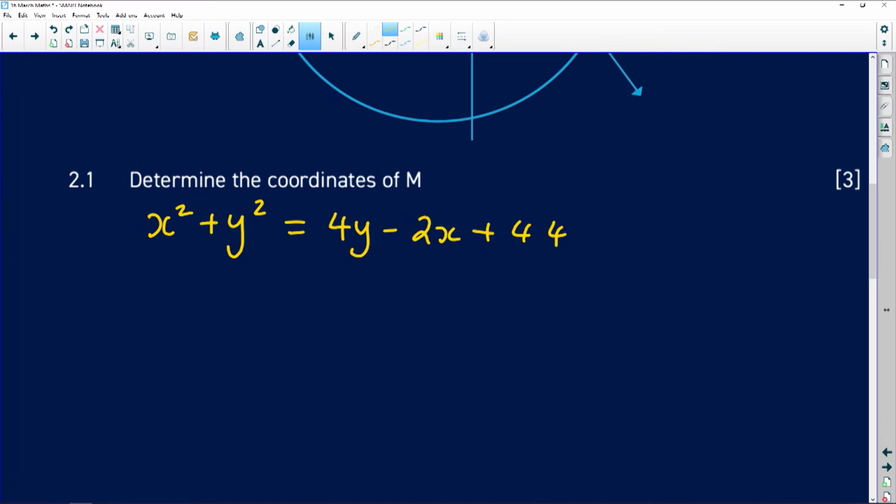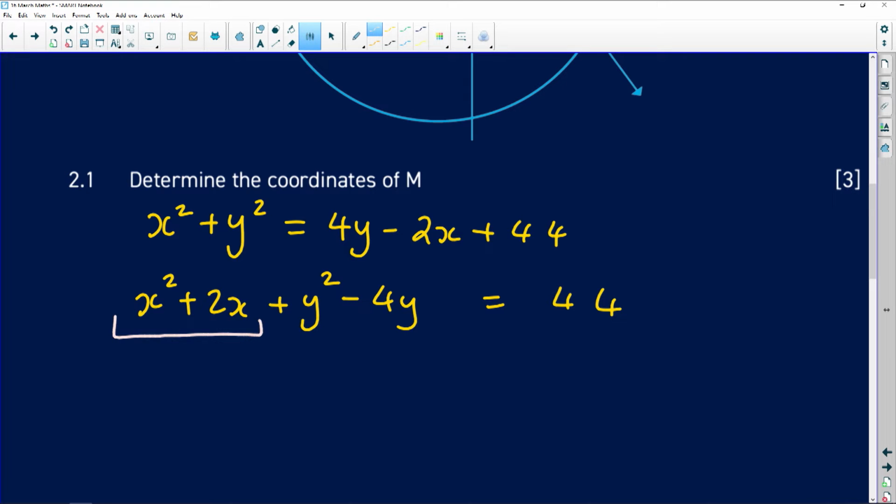First of all, I'm going to group all the x's in order to make completing the square easier. So that minus 2x will come and join me and become plus 2x here. And then for the y's, I've got y squared minus 4y. I don't care about 44, so I'm going to keep it where it has been all the time, on the right-hand side. Now, to complete the square, you just take half of the middle term. If I'm looking only at the x's, I'm going to take half of the coefficient of x.